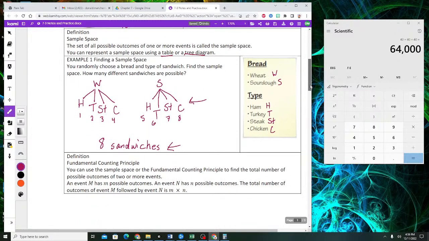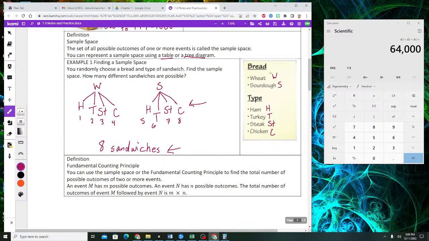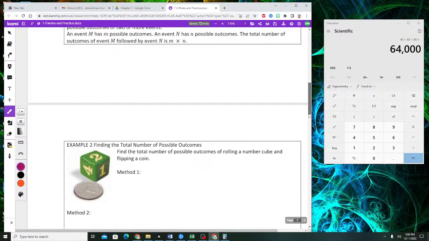Okay, so now the fundamental counting principle. We hinted at it back at the first problem with the combination lock. You can use the sample space or the fundamental counting principle to find the total number of possible outcomes of 2 or more events. An event M has M possible outcomes. An event N has N possible outcomes. The total number of outcomes of event M, followed by event N, is M times N. And we can see that back here. There were 2 types of bread and there were 4 types of meat. 2 times 4 is 8. So there were 8 sandwiches.